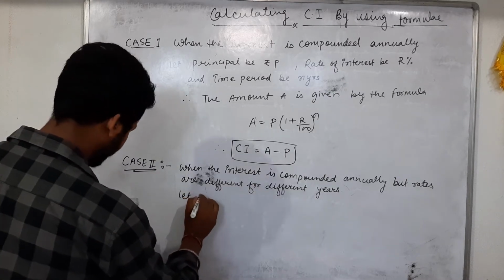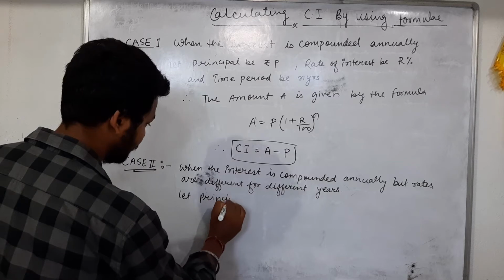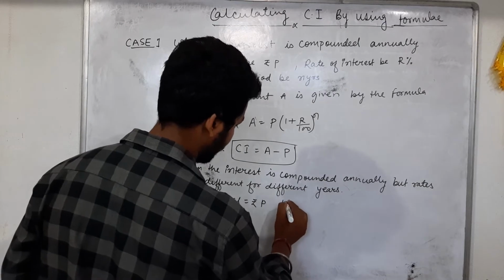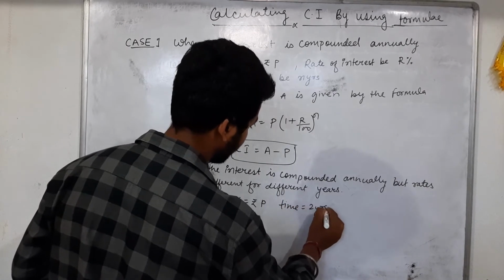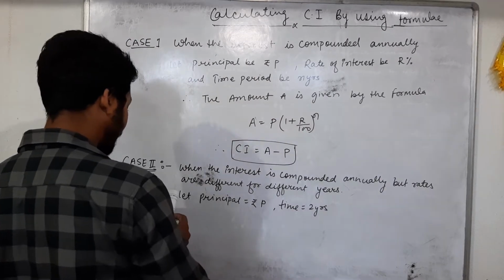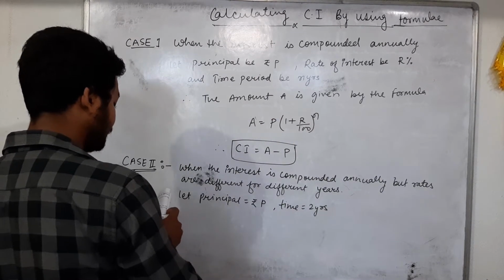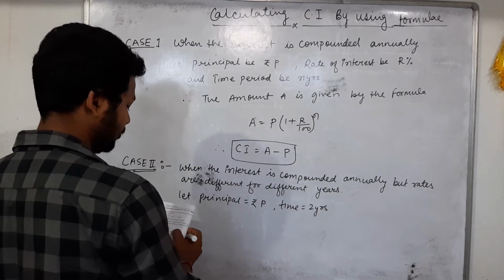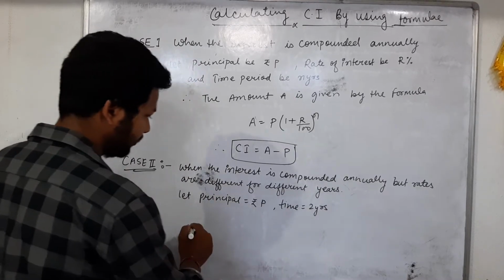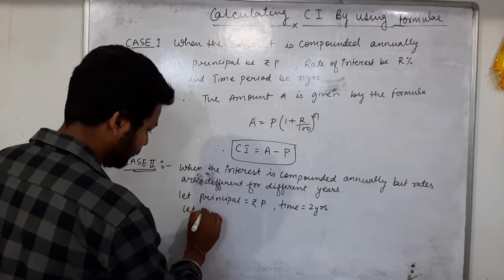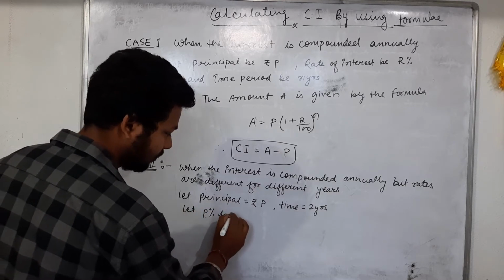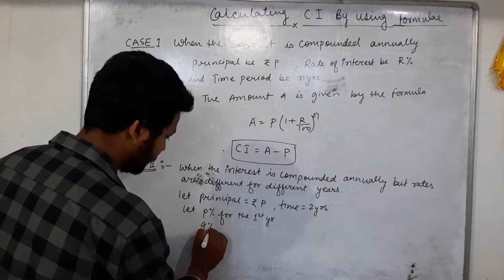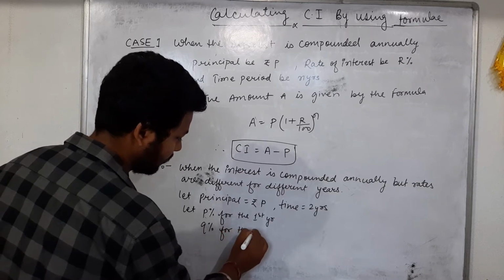Let principal be rupees P. For example, time is equal to 2 years. Let the rate of interest be p% per annum during the first year and q% per annum during the second year. So let p% for the first year, and q% for the second year.